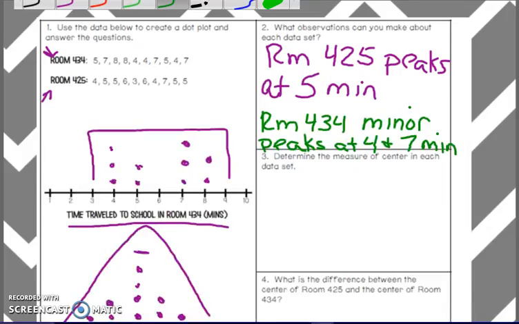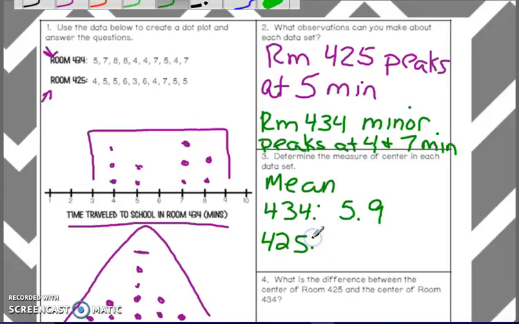So when we go back here, when it's talking about the measure of center, because it's a dot plot, we want to find the mean. So for room 434, you need to add all that data up and then divide by the number of sets of data you have. So when you add room 434 up, you should get 59, and then 59 divided by 10 is 5.9. Now when you do room 425, when you add those up, you should get 50, and 50 divided by 10 is 5.